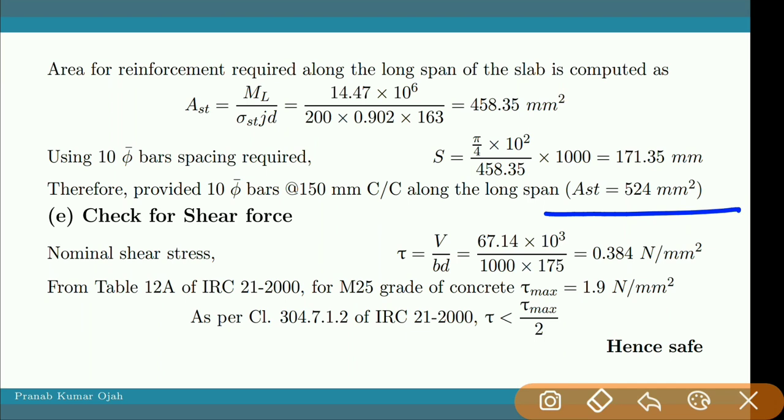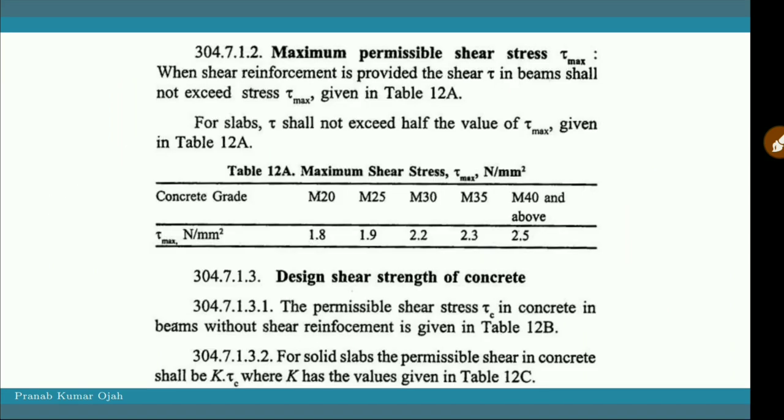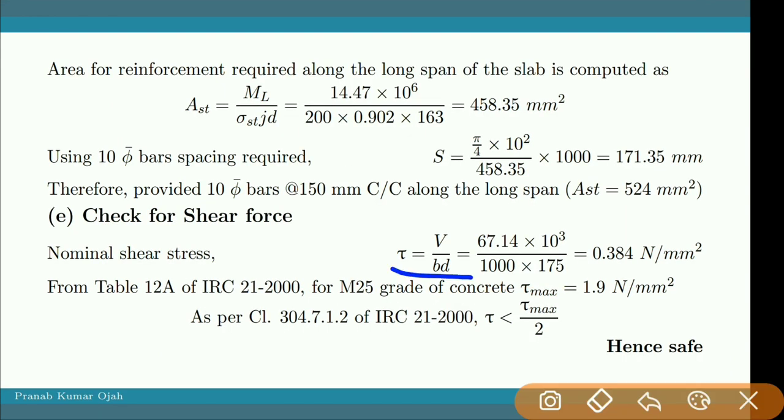Now we have to check for shear reinforcement. Already we have designed the reinforcement required for the short span as well as the long span. Now we have to check whether the deck slab can resist the shear force or not. So first of all, I will calculate the nominal shear stress, which is tau equal to P by BD. This is the design shear force, 67.14. For the slab, B is 1000 and the depth will be 175, corresponding to the maximum moment. So it comes out as 0.384 Newton per mm square.